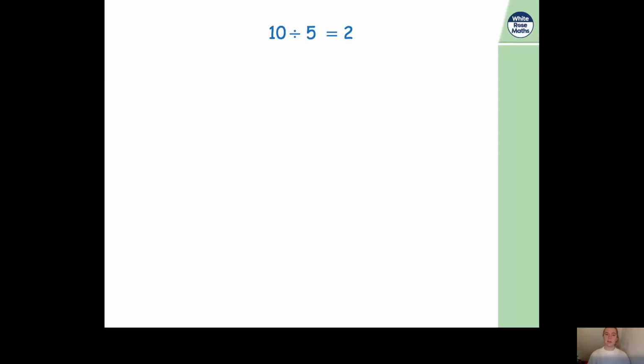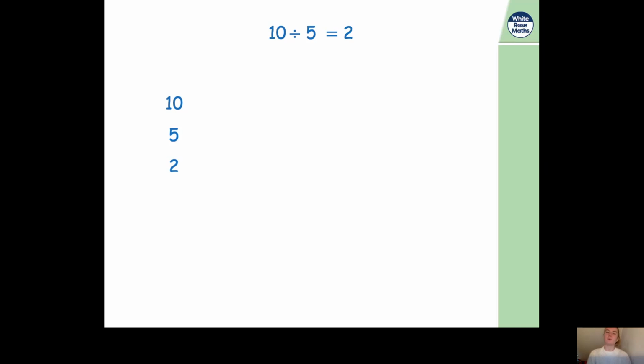Fantastic. So now we have the number sentence, 10 divided by 5 equals 2. And again, we have 3 numbers. We've got 10, we've got 5, and we've got 2. Now, can you pause the video and try and remember what all of these numbers represent in the division number sentence? Pause the video and have a think.